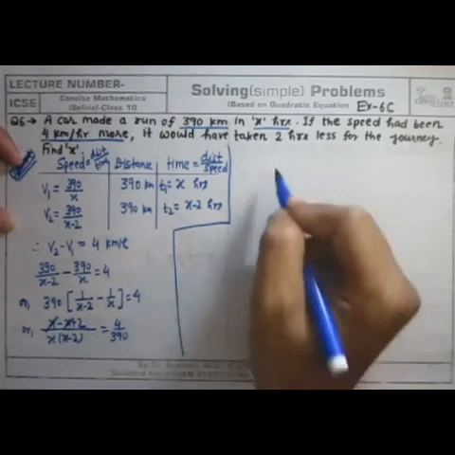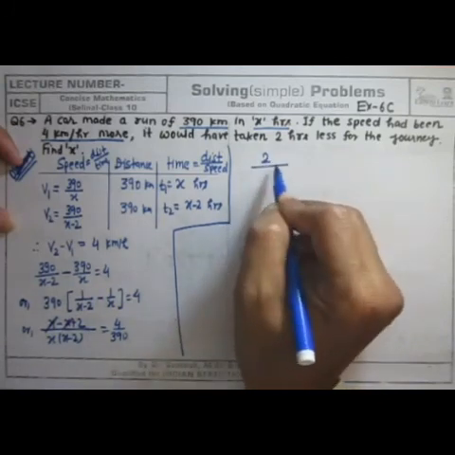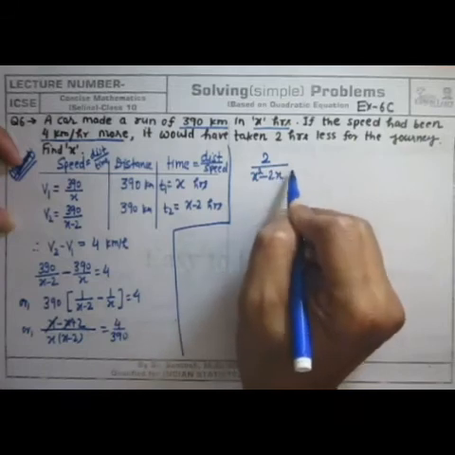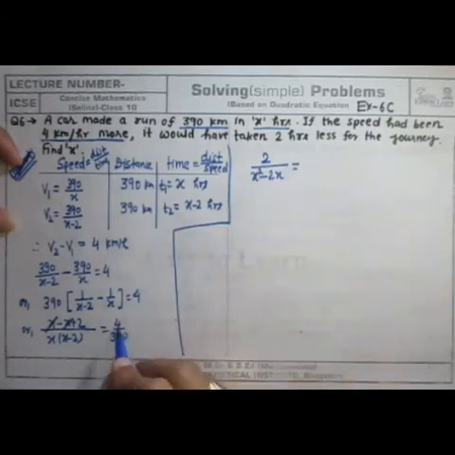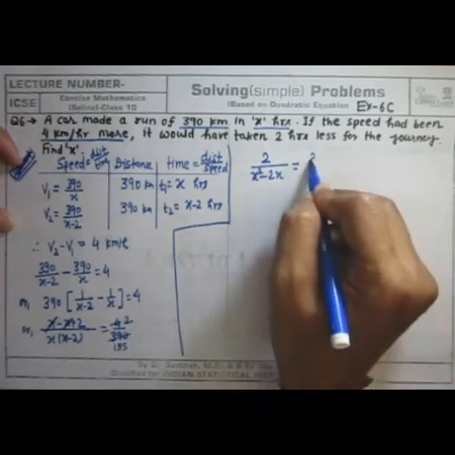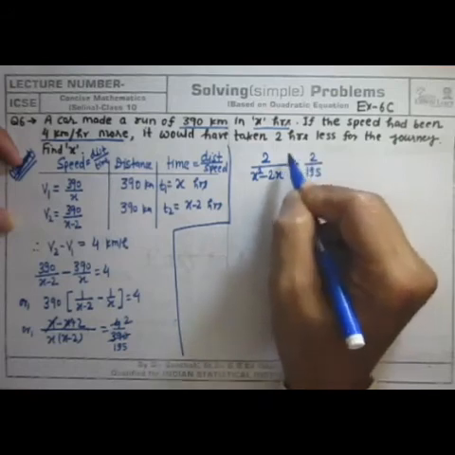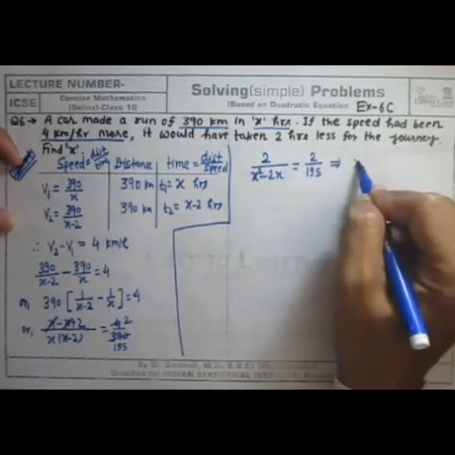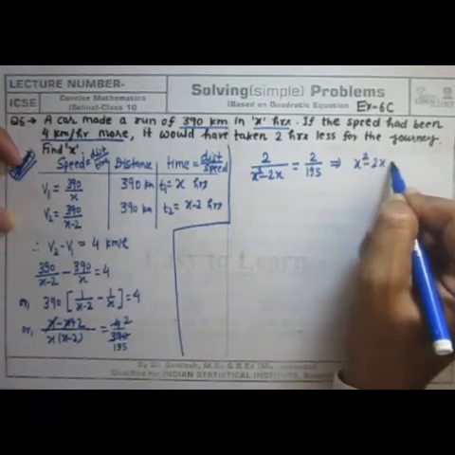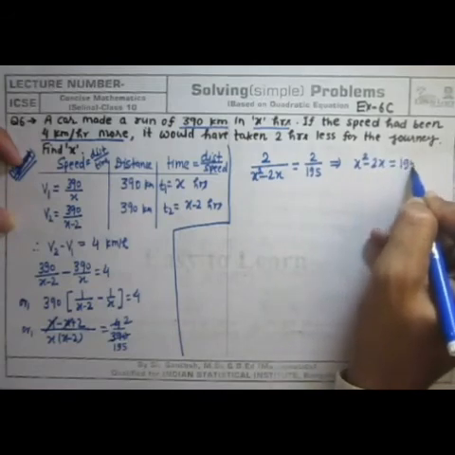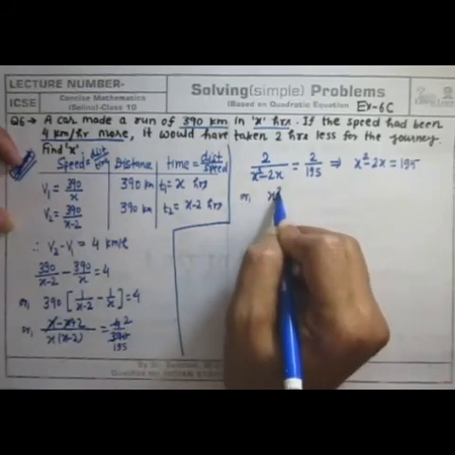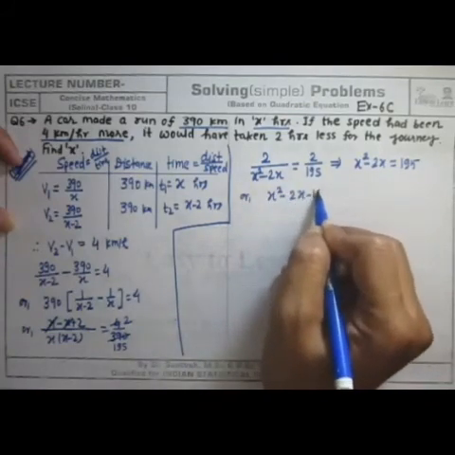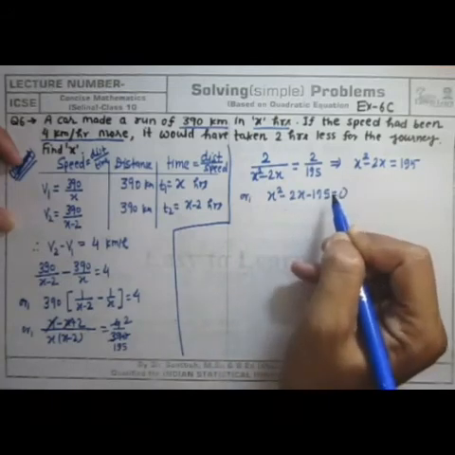X cancel, so we are getting 2 by x square minus 2x is equal to 4. Can we cancel it? 2 2s are 4, 2 1s are 2, 2 9s are 18, 2 5s are 10. So we are getting 2 by 195. We can cancel 2. So after this we are getting x square minus 2x is equal to 195, or x square minus 2x minus 195 equal to 0. So we are getting this quadratic equation.